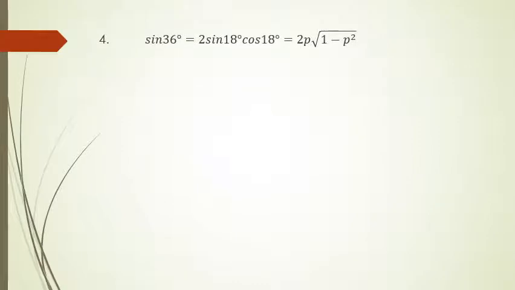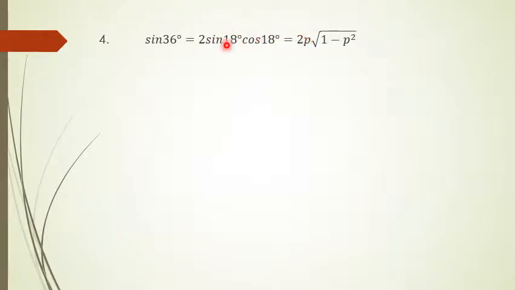Question number 4. Sine 36 degrees. Again, we observe that 36 is double 18. So we use the double angle formula. Sine 36 degrees is equal to 2 sine 18 degrees cos 18 degrees. And making the substitutions, that's 2 substituting for cos 18, which is P.